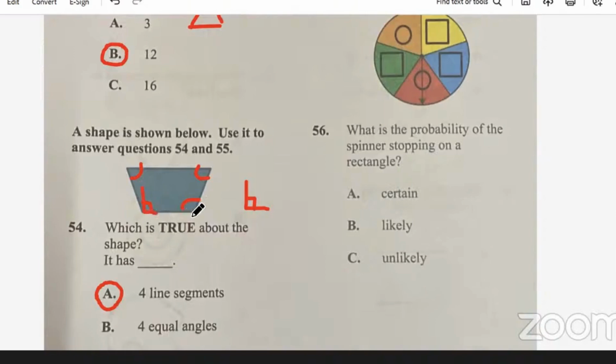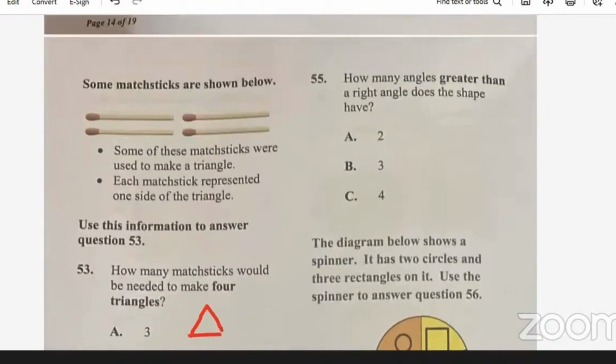So this one is more. This would make it the right angle because this would have to go straight up. So this angle is more. This would be the right angle here, so this is less. And this angle is also less. So the answer would be 2 angles are greater than right angles. So the answer is A.